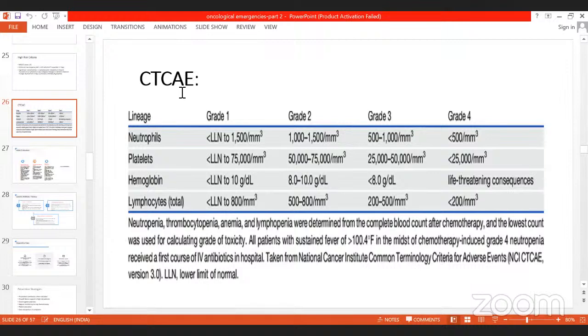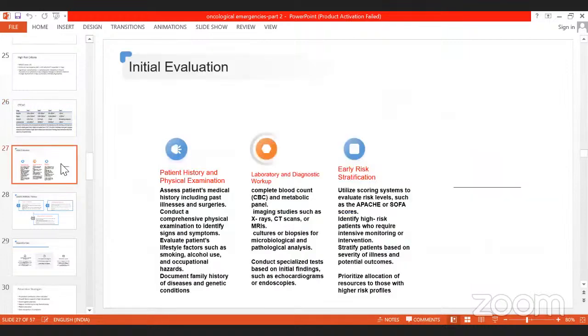So we also have grades for other things like anemia and thrombocytopenia in the CTCAE. And based on this, we grade febrile neutropenia. And coming to the initial evaluation, how do we evaluate? So patient history and physical examination, lab and diagnostic workup is very important in febrile neutropenia. And early risk stratification we generally do based on all the scores which we do in a normal critical care unit. And along with that, we also do some scoring with the MASCC for febrile neutropenia.